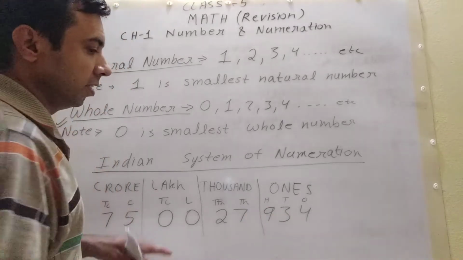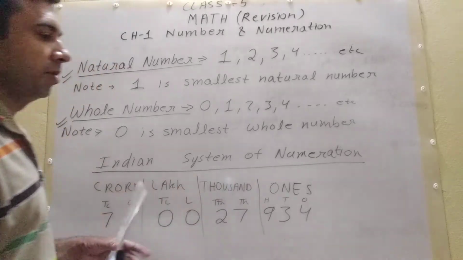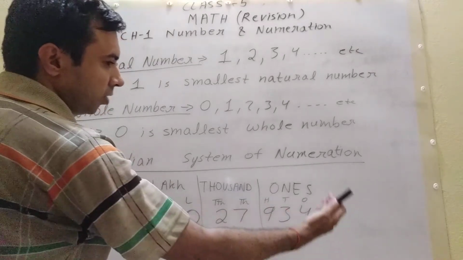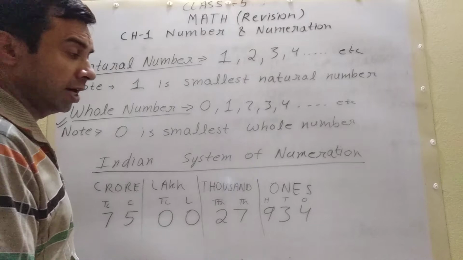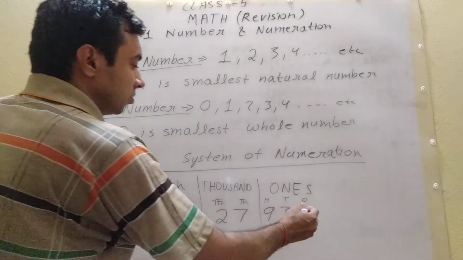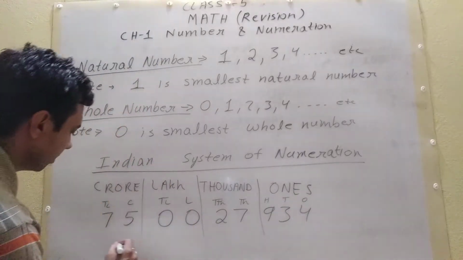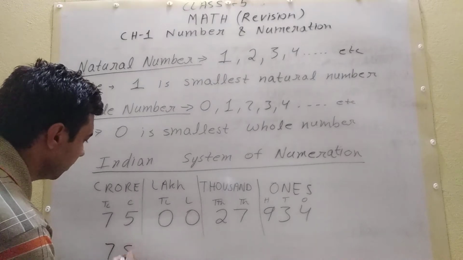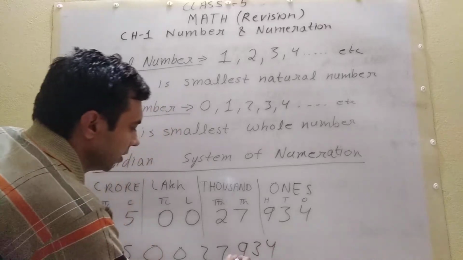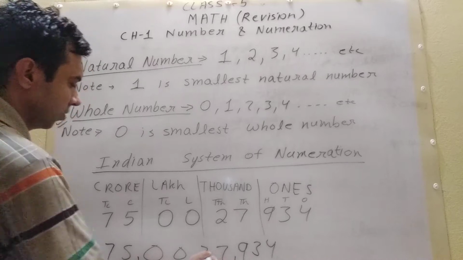Listen students, in the Indian system of numeration, how do you put commas? You put commas according to the periods. We always start putting commas from the right hand side. After the ones period, meaning after the last 3 digits of 75002793, put a comma, then put another comma after every 2 digits.